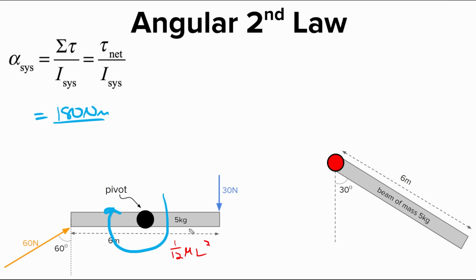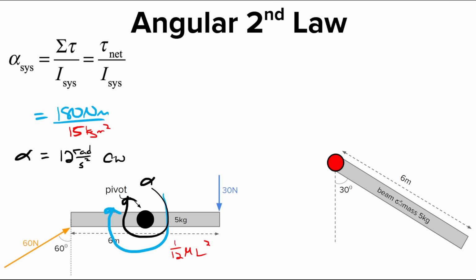We got that number. It was 15 kilogram meters squared. So if you divide these out, you're going to get that this thing is going to angularly accelerate with an alpha of 12 radians. The units of alpha are radians per second squared, just like a is meters per second squared. So 12 radians per second squared in the clockwise direction.